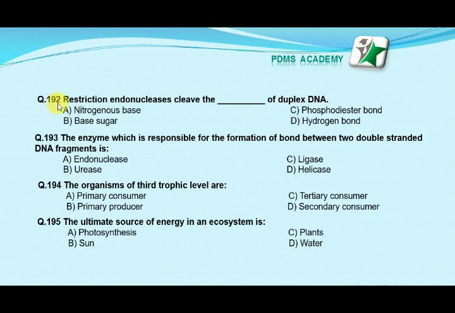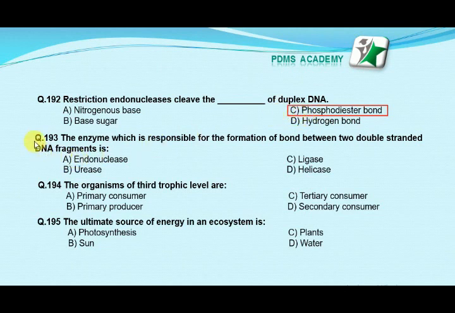Our next MCQ is: restriction endonucleases cleave which of the following of duplex DNA? Option A, nitrogenous base, option B, base sugar, option C, phosphodiester bond, option D, hydrogen bond. Our correct answer is C, phosphodiester bond, because endonucleases cleave the phosphodiester bond of the DNA duplex.